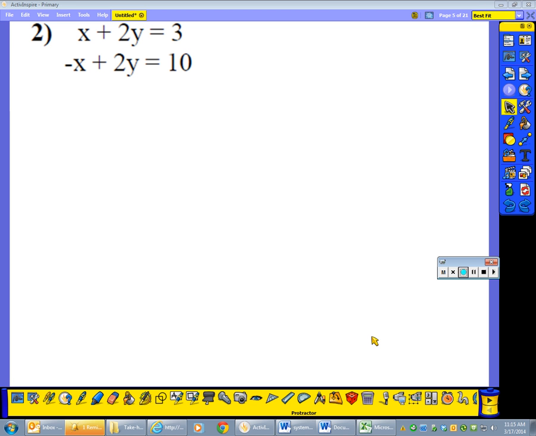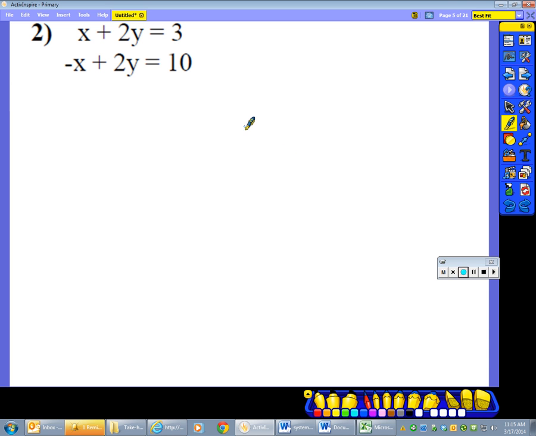I'm going to do number 2, solving through elimination, and we're going to see what happens whenever we solve this through elimination. Actually, you can solve any route you want, but I'm going to do elimination because I see that when I combine these two equations, my x variables are going to disappear or be eliminated, and 2y plus 2y equals 4y, and then 10 plus 3 equals 13.